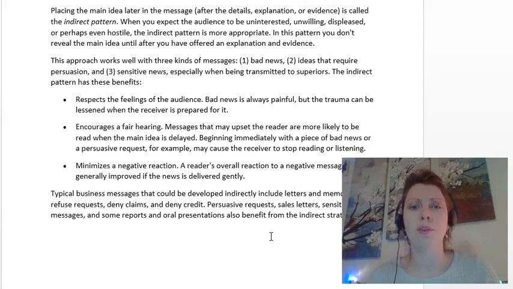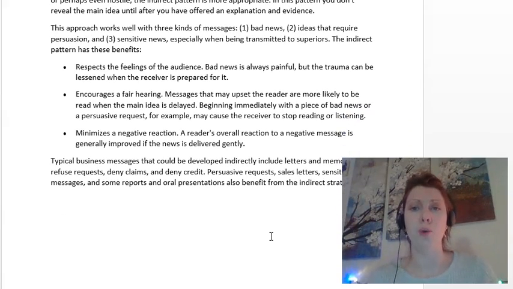So this approach works well with three kinds of messages: bad news, ideas that require persuasion, and sensitive news, especially when you're telling a superior. So the indirect pattern has three main benefits as well. It respects the feelings of the audience, because bad news is always painful, but the trauma can be lessened when the receiver's prepared for it.